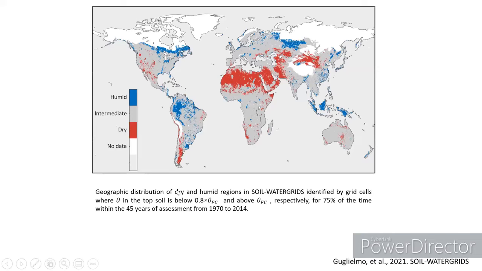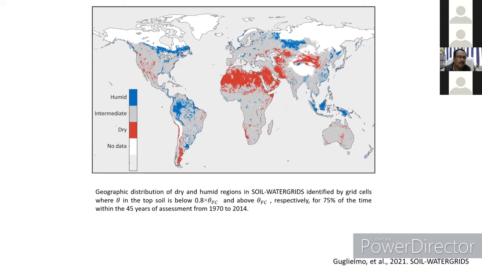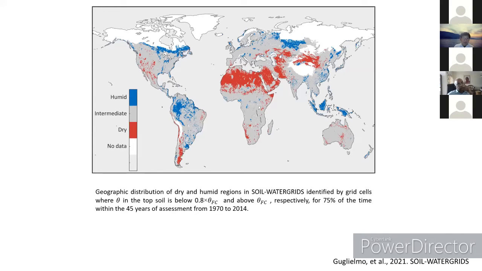And we can model the geographic distribution of the dry and humid regions by identifying, over the period 1970 to 2014, how much of the area is below field capacity or above field capacity. Above field capacity is what they call humid regions, and if it's below field capacity, that is the dry region all the time. So that's one thing that we can model to see about the world.